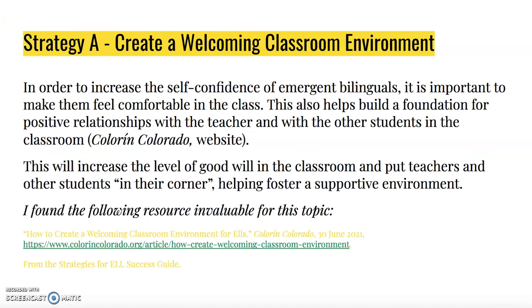The first strategy, strategy A, is to create a welcoming classroom environment. In order to increase the self-confidence of emergent bilinguals, it is important to make them feel comfortable in the class. This also helps build a foundation for positive relationships with the teacher and with the other students in the classroom. This will increase the level of goodwill in the classroom and put teachers and other students in their corner, helping foster a supportive environment.